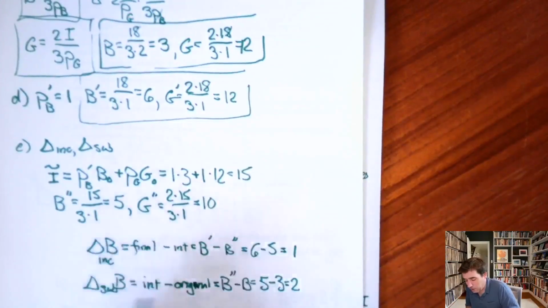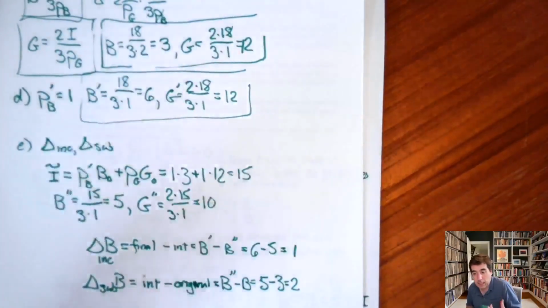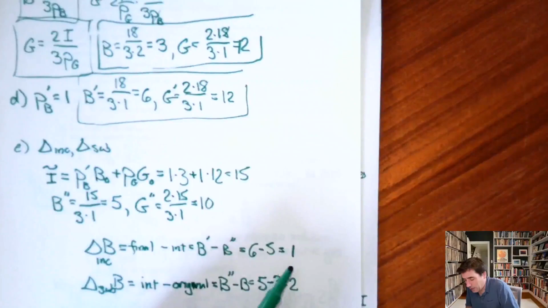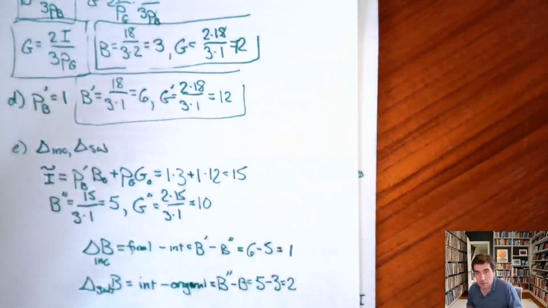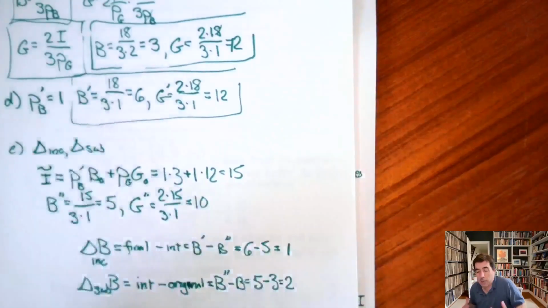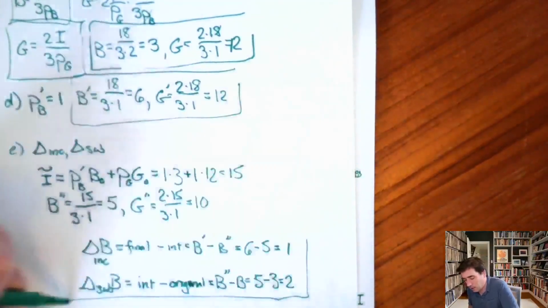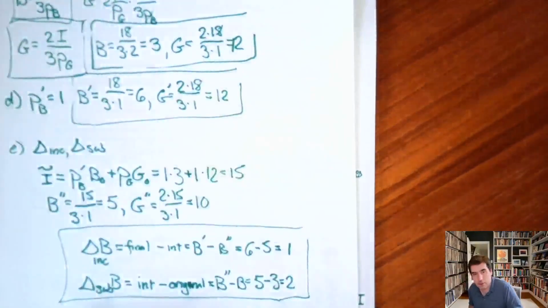So due to the substitution effect, we ended up baking 2 more loaves of bread because bread looks relatively cheaper. It takes less time compared to gaming than it did before. And because of the income effect, we're also baking more bread because our time goes further now that bread is cheaper. So we feel like we have more income, we feel like we have more time. And so there is our final answer to the final part of the question.